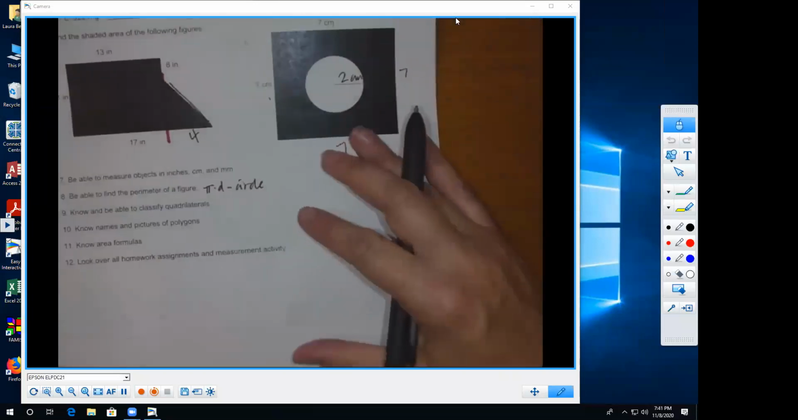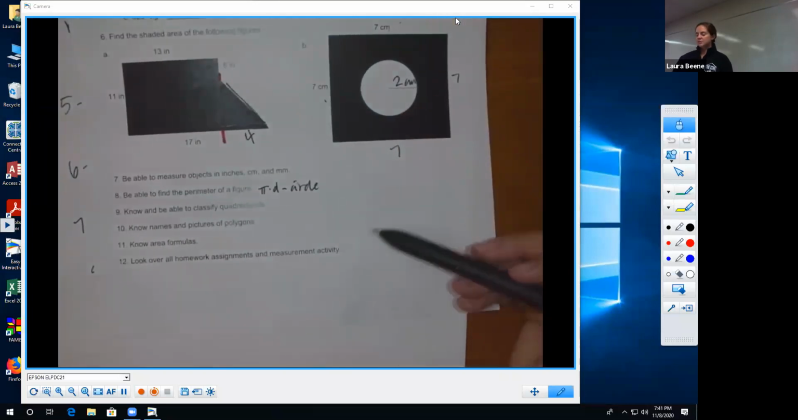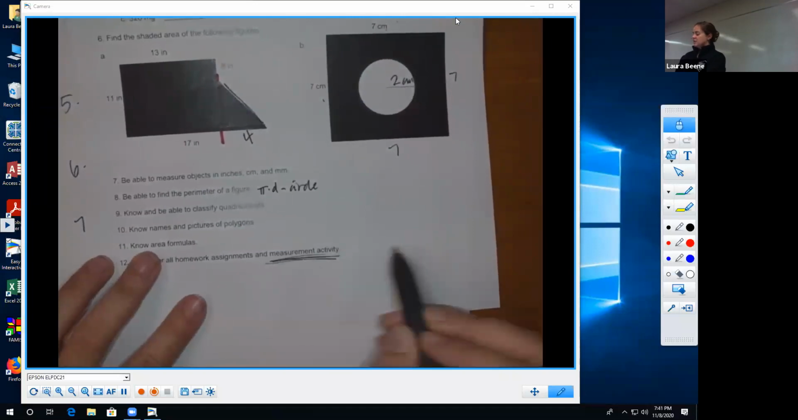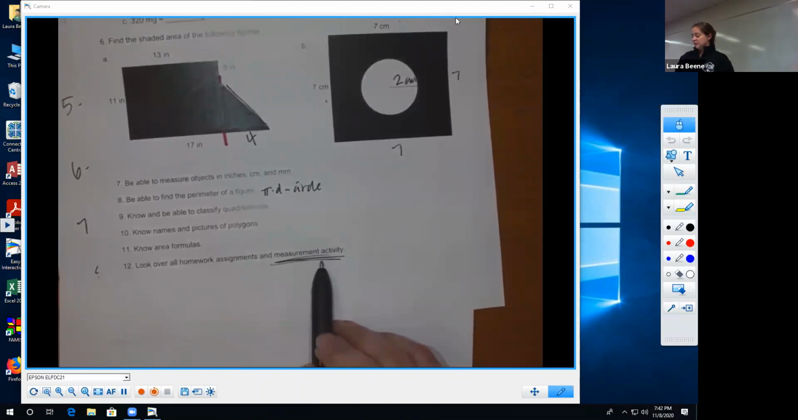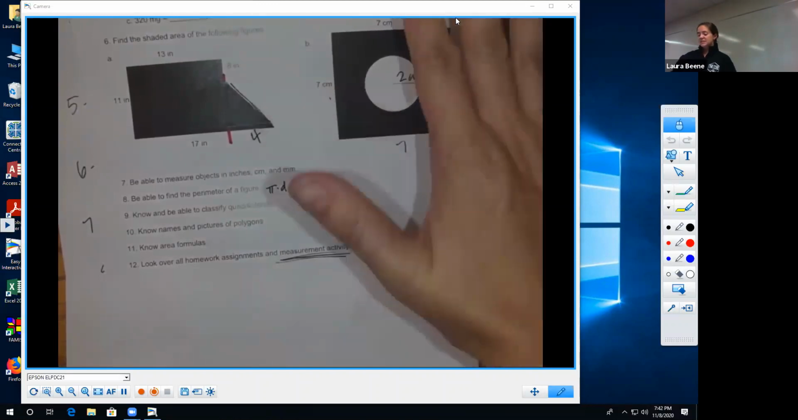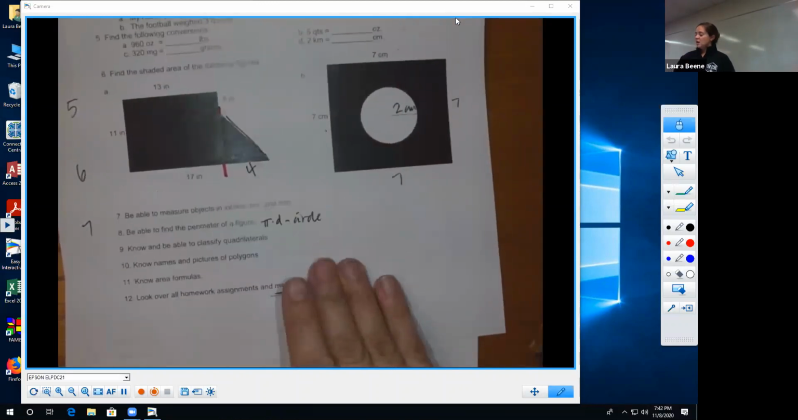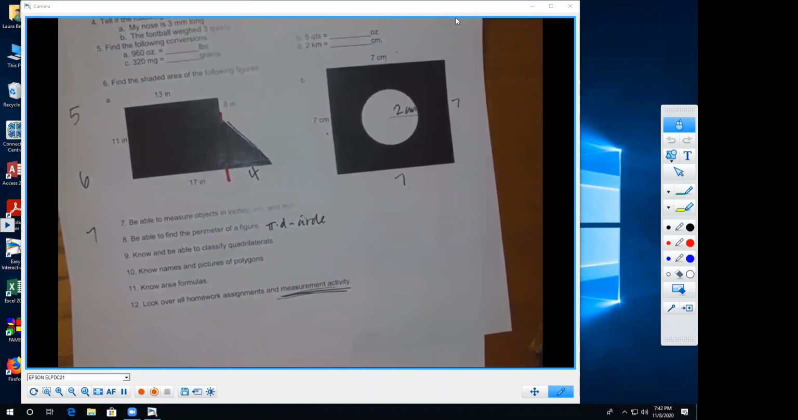And then twelve is just look over your homework assignments and measurement activity. Look at your grade, especially on that measurement activity. I actually graded that. So if you got 100 and no comments, that means you're perfect and you don't need to worry about it because it seems like you know how to measure. If you did not get 100, I wrote specific comments of what you did wrong. So make sure you look over your measurement activity to see if you did anything wrong there, and also over your homework assignments that we've done so far. But this is the gist of the exam. If you can do all of this and you just look over all your homework, you should be good on your exam. Sounds good. Thank you.